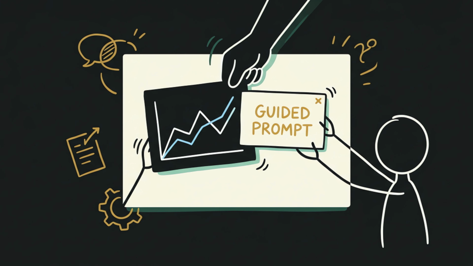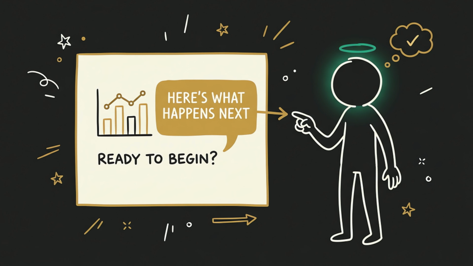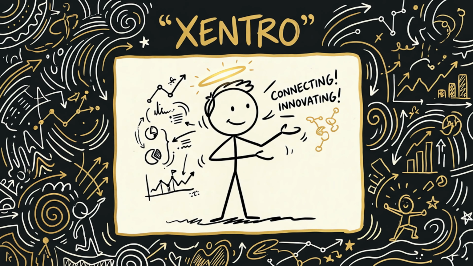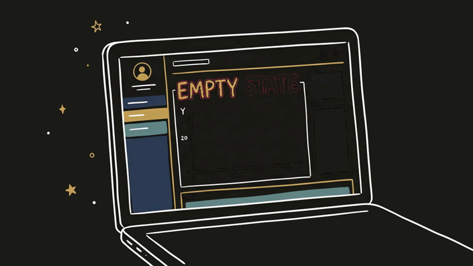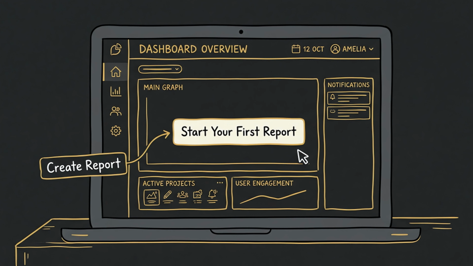The root mechanism is simple. An empty state is a prompt opportunity. Every blank screen in your app should answer 3 questions. What is this place? What can I do here? Why should I care right now? If it doesn't, your design is asking the user to do all the work, and they won't.